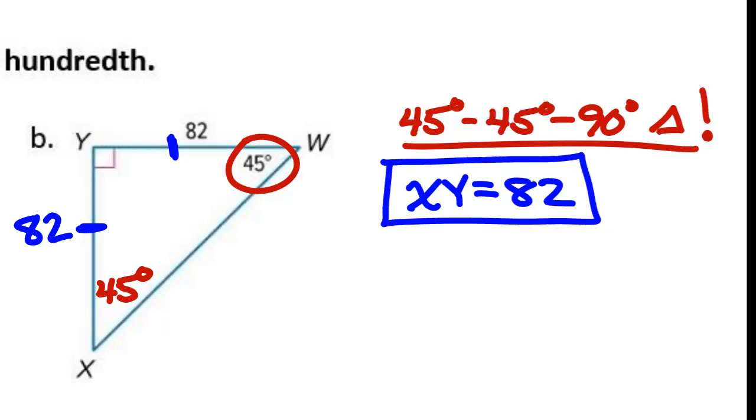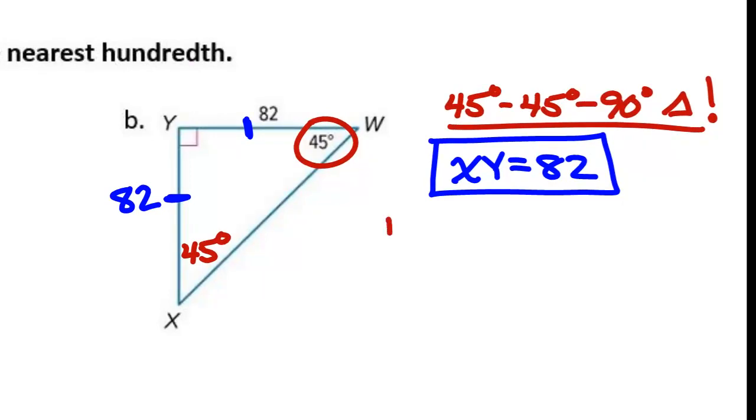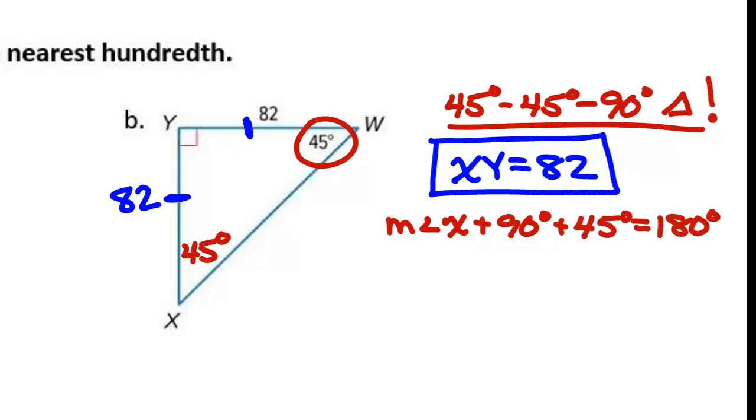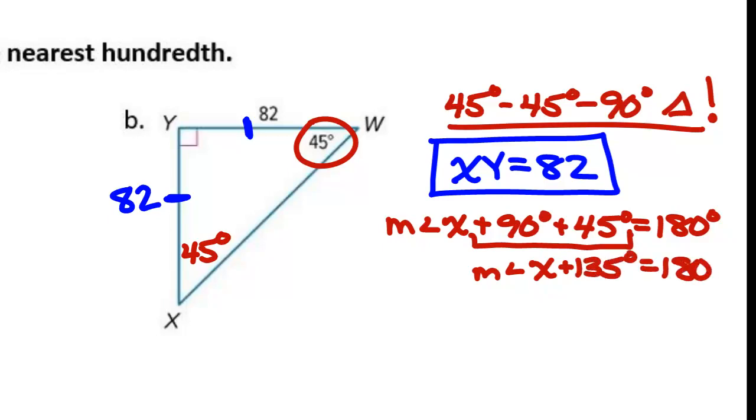I'm going to go ahead and write down how we got that angle, angle x. Measure of angle x plus 90 plus 45 equals 180. So then we add these two together. Measure of angle x plus 135 degrees equals 180. So measure of angle x is 45 degrees.